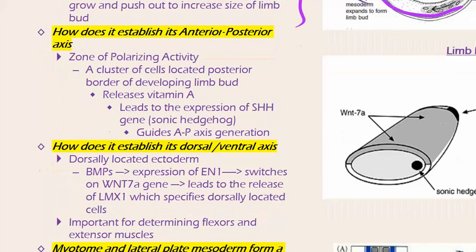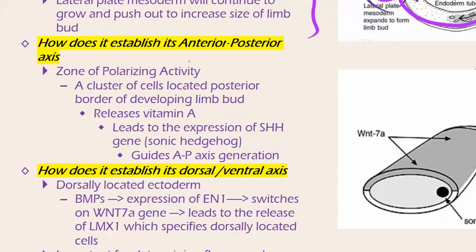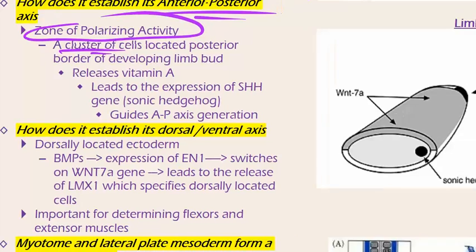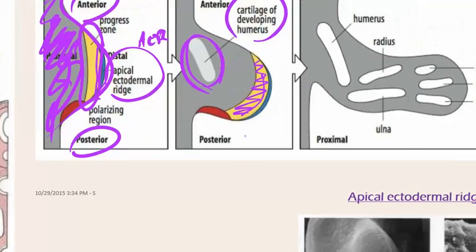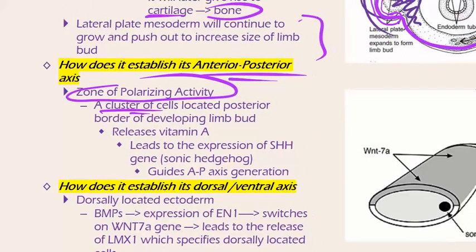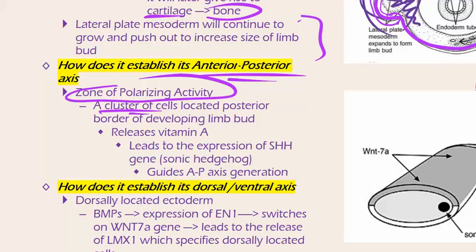Okay, so we just talked about how we're getting the lengthening. But now how do we establish the anterior-posterior axis? It turns out that there is a cluster of cells at a location called the zone of polarizing activity. Right here. There's a cluster of cells right here, at your zone of polarizing activity. And these cells are going to release vitamin A, which is going to lead to the expression of sonic hedgehog.